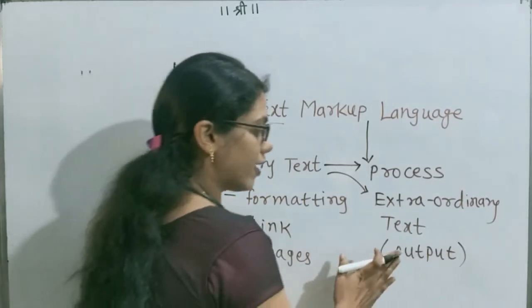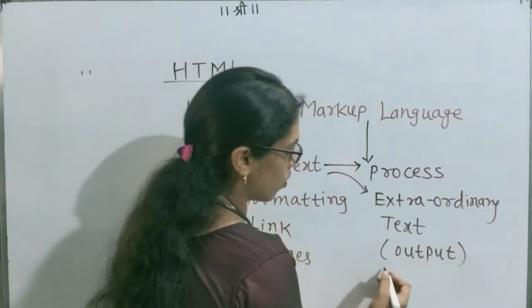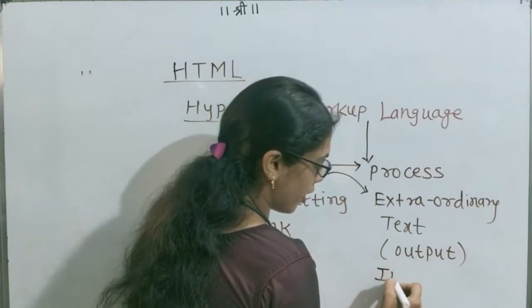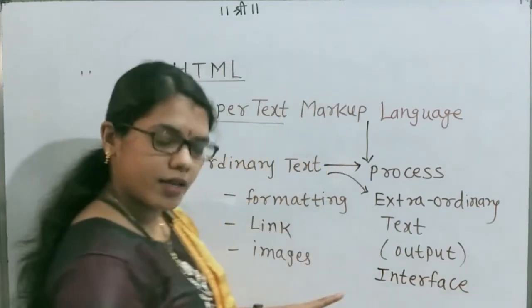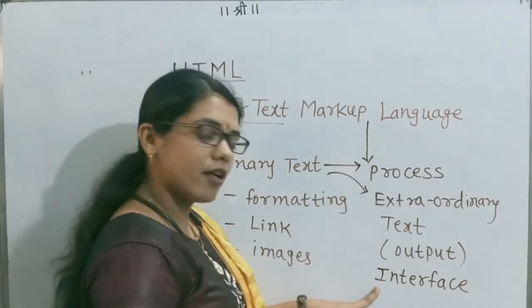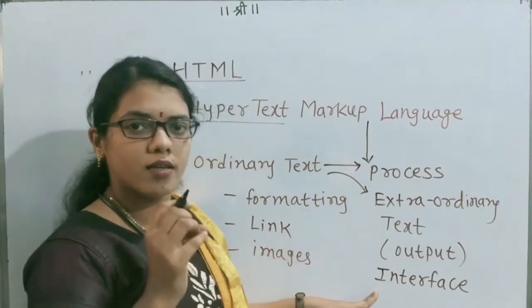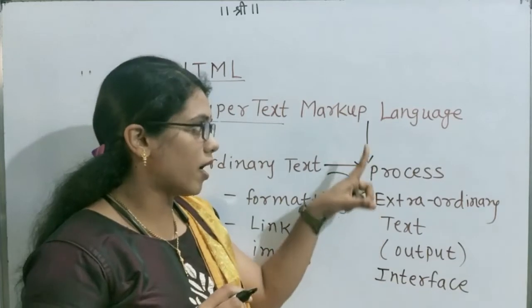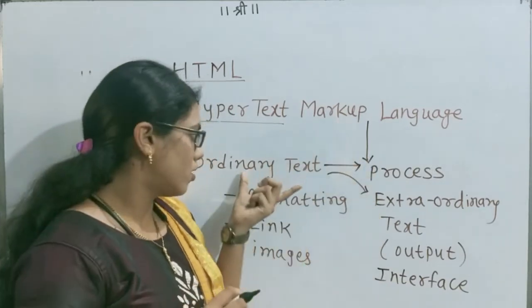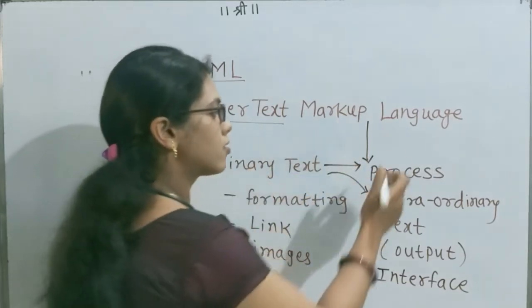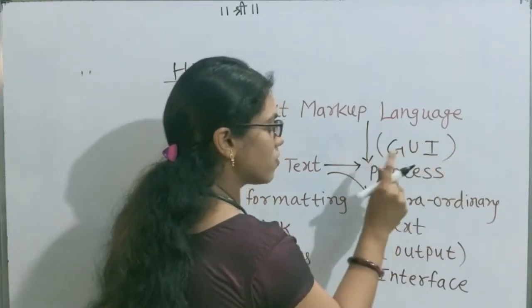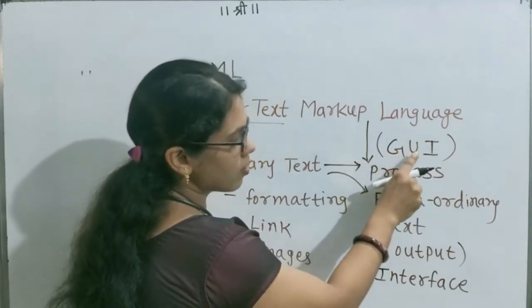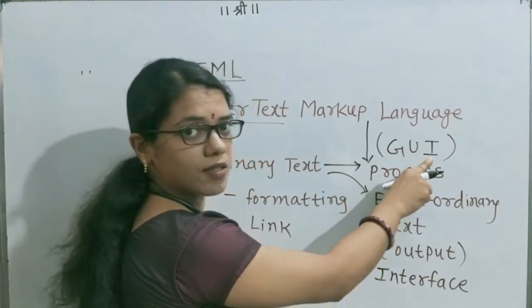So different effects means what? That is the complete interface, and that interface depends on graphics. So the markup process converts ordinary text into GUI. GUI means what? Graphical user interface.